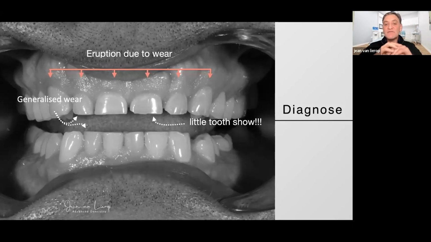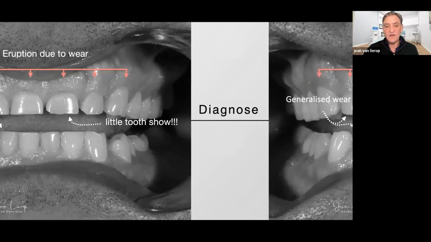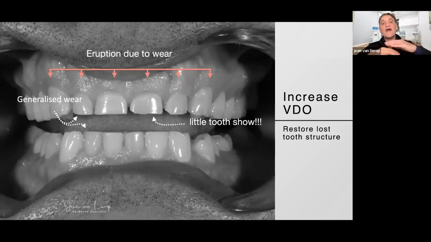Okay, so we have generalized wear with short stubby teeth with little tooth show, very important, and we have over-eruption with a lot of soft tissue. So in this case, if we go look at it, because we have no tooth show, the incisal position is not correct. So we need to change the incisal position. The over-eruptions cause the gum overgrowth. So we need to take some gum away.